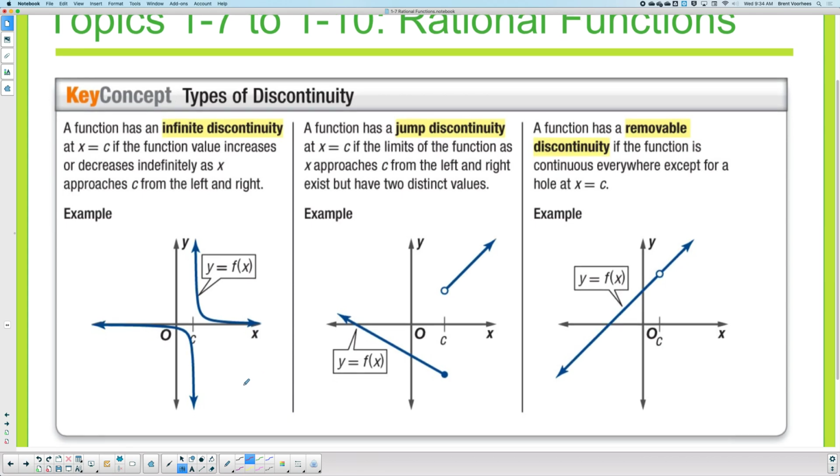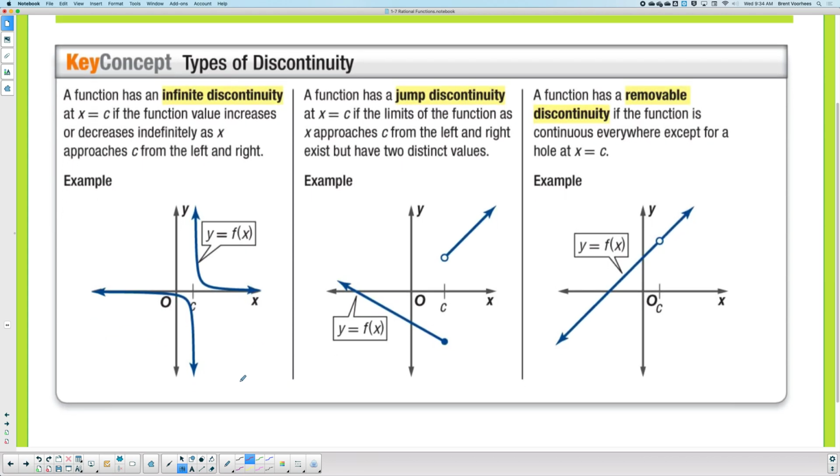Give you a chance to turn your page. With rational functions, you'll see two different types of breaks that are possible. There are 3 different types of breaks on a graph. The one you will not see is this middle one. This comes from a piecewise function.